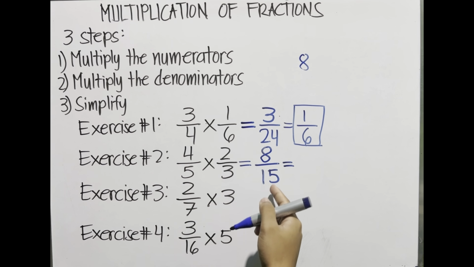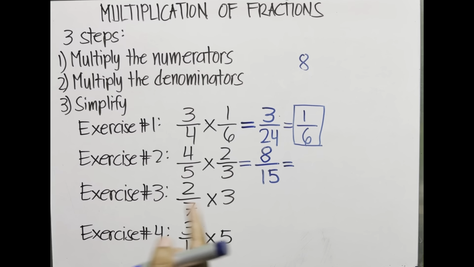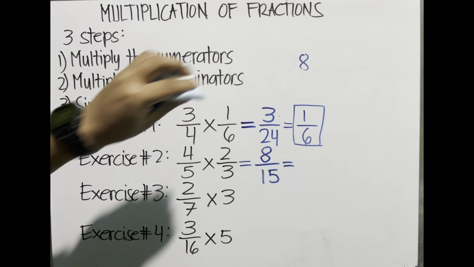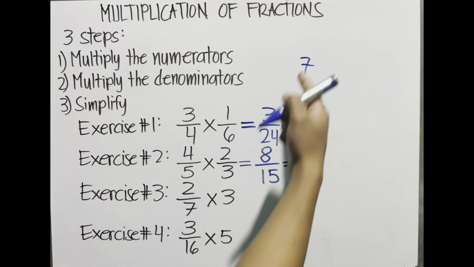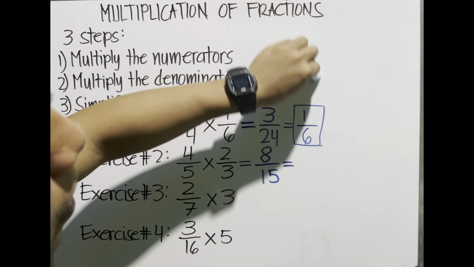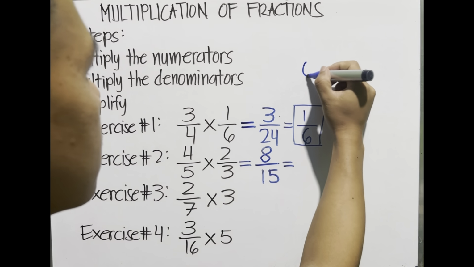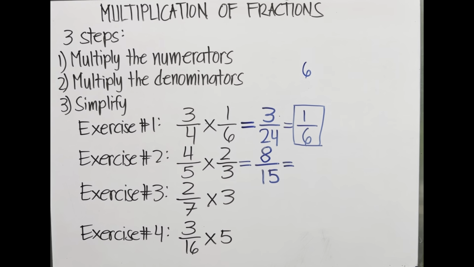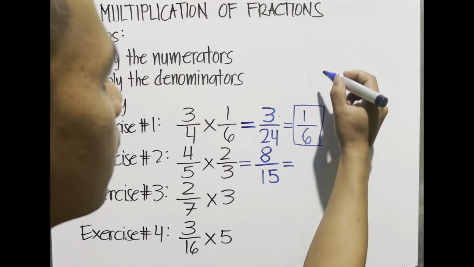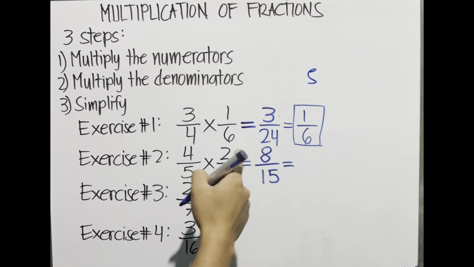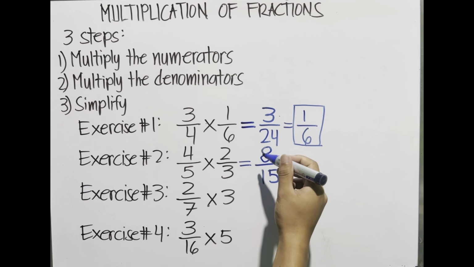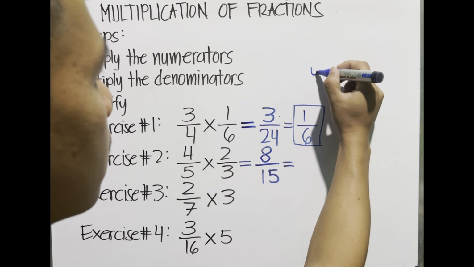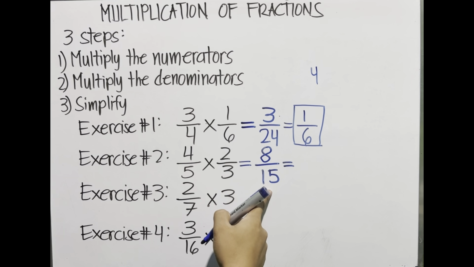Pero 15 divided by 8 is hindi siya sakto. So hindi pwede yung 8. Pababa tayo, 7. 8 divided by 7, hindi siya exact number. So 6, 8 divided by 6, hindi rin. 5, 8 divided by 5, hindi siya eksakto. 8 divided by 4, 2. Pero pagdating dito, 15 divided by 4, hindi siya sakto.